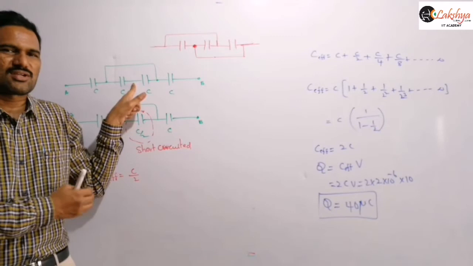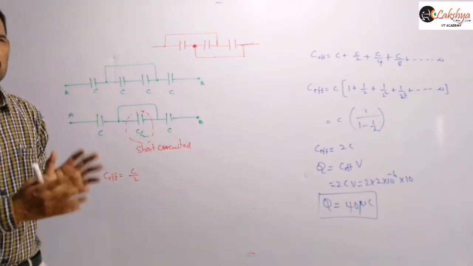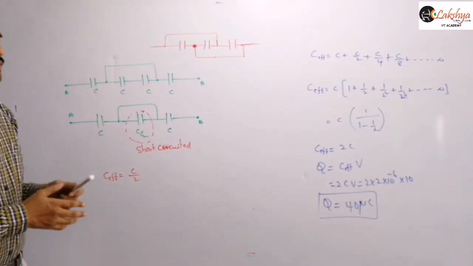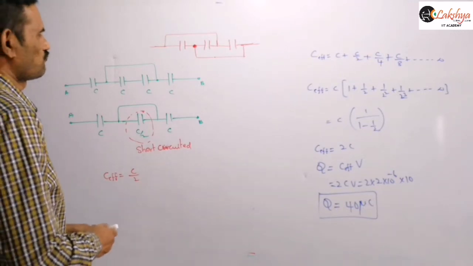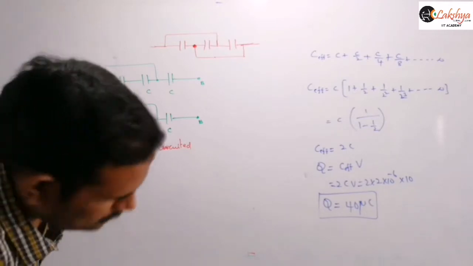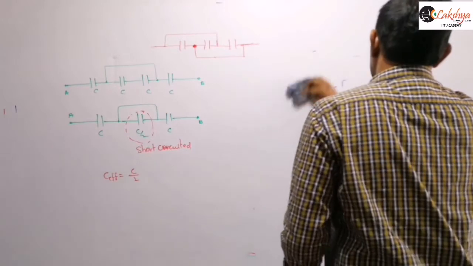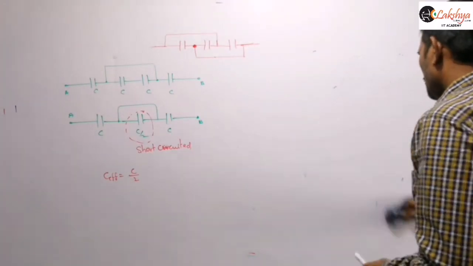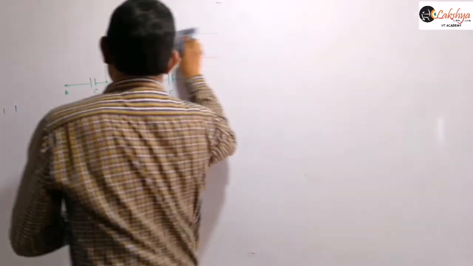So short circuit means the potential difference across that combination, across that capacitor, should be equal to 0, right? That is the meaning of short circuit. Whenever you are observing such a circuit, a conducting wire connected across a capacitor, you can neglect that capacitor.